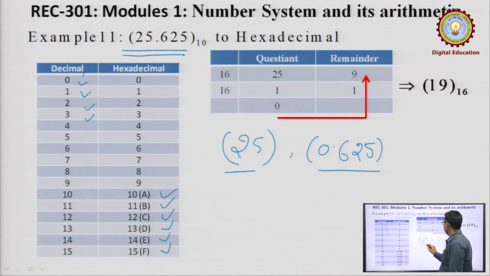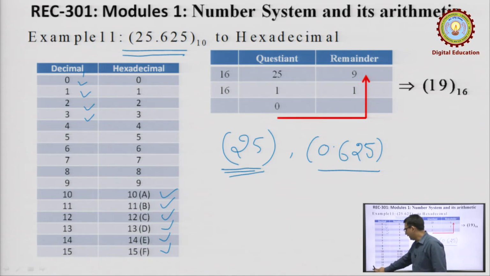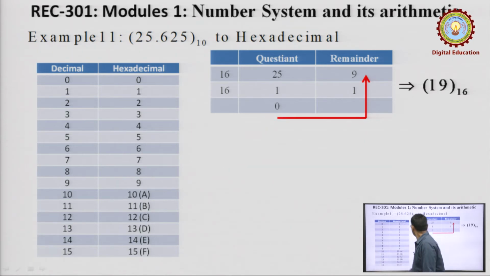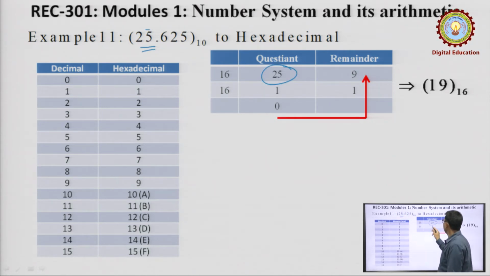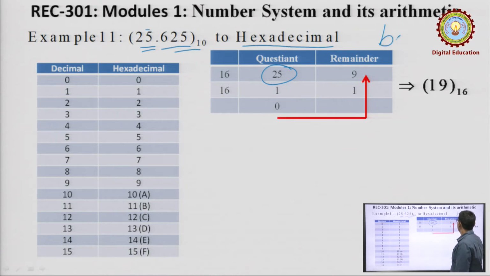Now to solve the integer part, we divide the integer value; it acts as the quotient, and it is divided by the base of the number system into which we want to convert the decimal number. We want to convert this decimal number to hexadecimal, and the base for hexadecimal is 16. So that's why we will use 16 here. So 25 will be divided by 16.